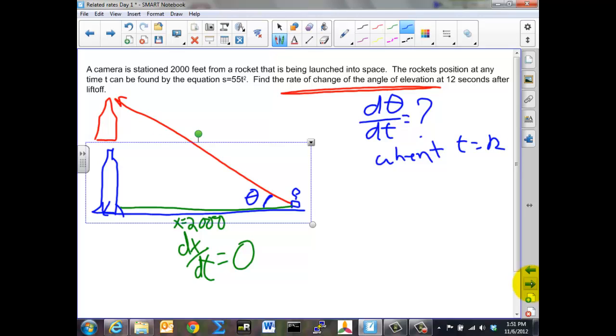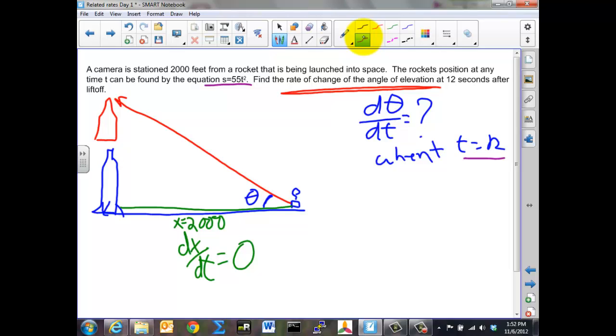Well, okay, we've got 2,000. We figured out that dx/dt is 0. We're looking for d theta/dt when t is 12. Tell me something else we know or don't know or need to know. S equals 55t squared, and we have not used that piece of information yet. We haven't used these two pieces of information yet. So what do we need to do there?